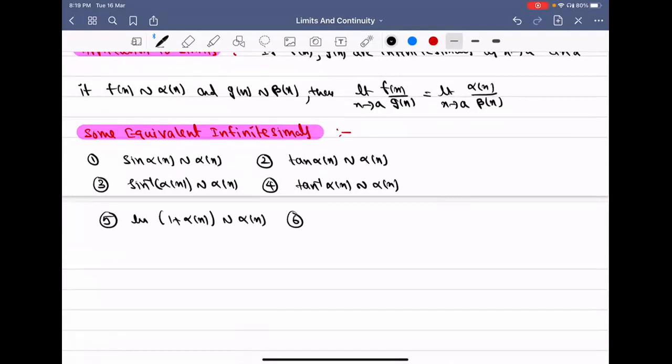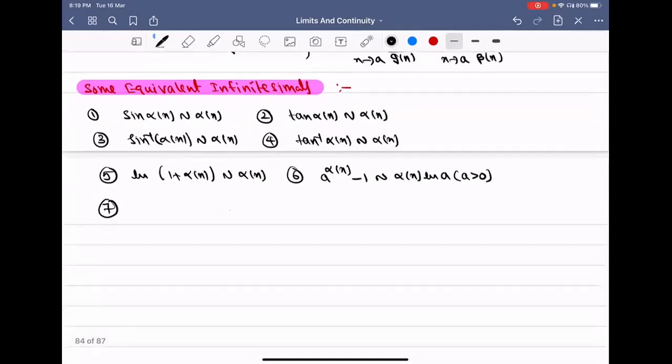Sixth one, a power alpha x minus 1 is equivalent to alpha x into ln a, where a is greater than 0. Seventh one, e power alpha x minus 1 is equivalent to alpha x. Eighth one, 1 minus cos alpha x is equivalent to alpha square x over 2.